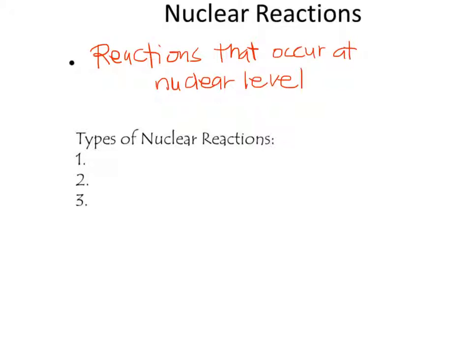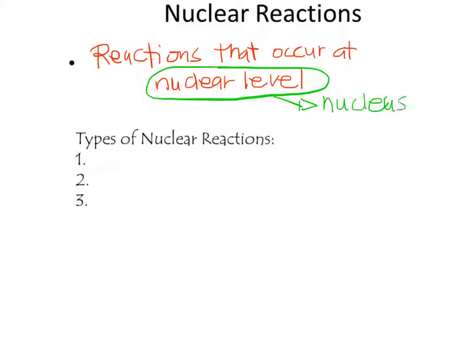Now, when we talk about the word nuclear, nuclear and nuclear level, just know that we're talking about things that happen to the nucleus of an atom. And so there are three types of nuclear reactions, and the first one is radioactive decay. The other two are fission and fusion.